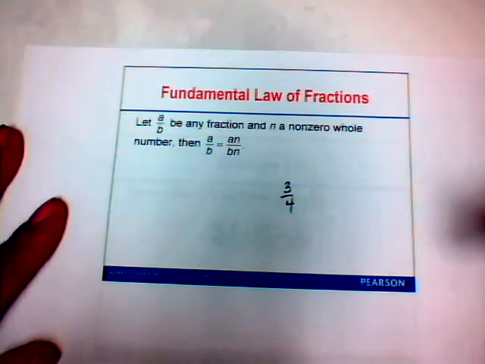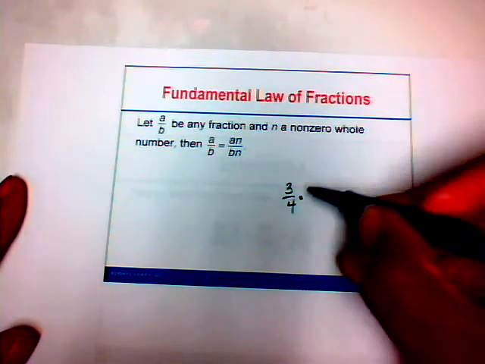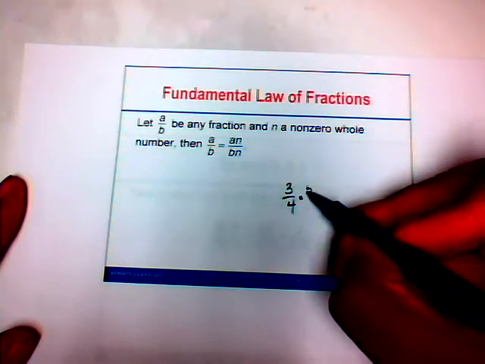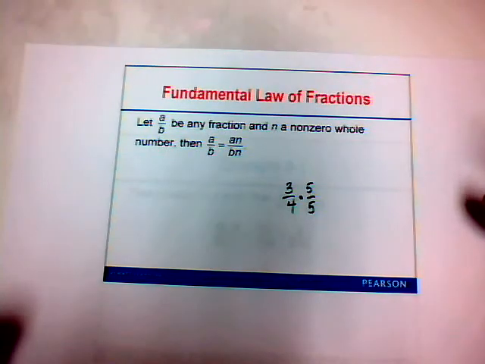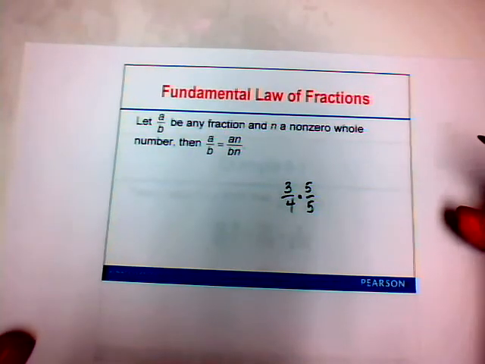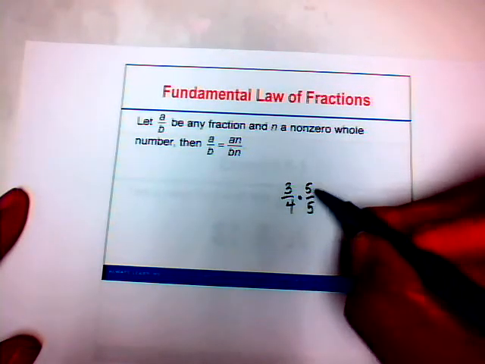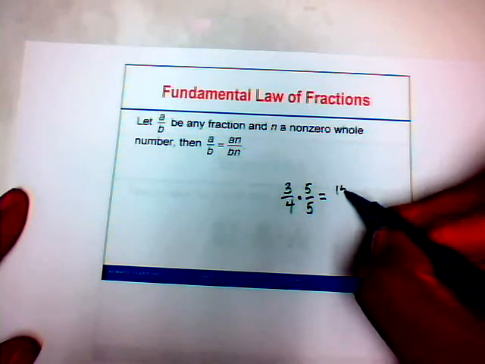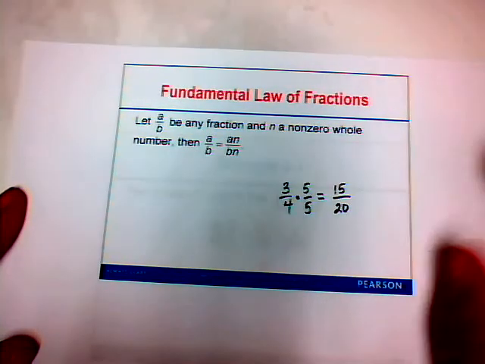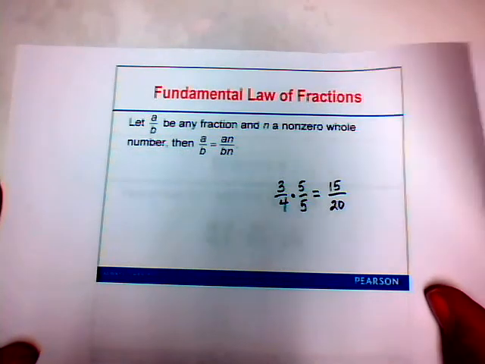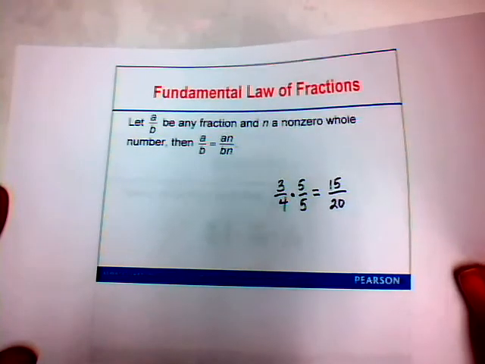Let's say 3/4. If I want an equivalent fraction of 3/4, what I'll do here is multiply the numerator and the denominator by some non-zero number. In this case, I'm going to multiply the numerator and the denominator by 5. If I do that, I'll have 3 times 5, that's going to give me 15, divided by 4 times 5, that's 20. So 15/20 will be an equivalent fraction for 3/4.